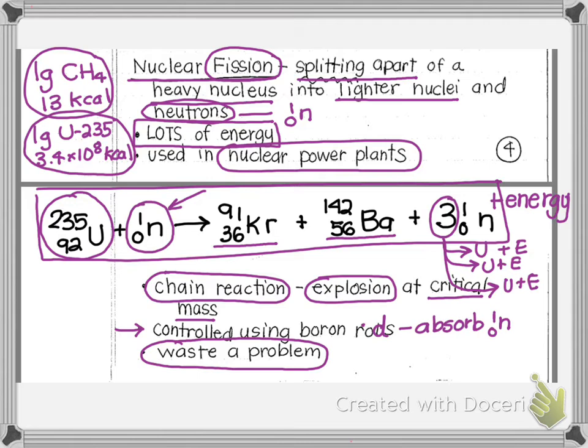So remember, nuclear fission is the splitting apart of a large nucleus into smaller nuclei. It also produces neutrons. These reactions create lots of energy and are what are used in nuclear power plants. A disadvantage is the waste, that it's radioactive. Also, this could cause a chain reaction if not monitored very carefully. In modern nuclear power plants, they do monitor the reaction carefully.